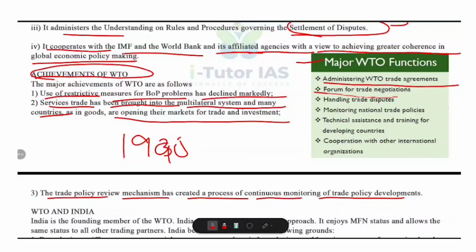And the second function is that it's a forum for trade negotiations. The WTO provides a permanent platform for member nations to negotiate trade agreements and discuss issues related to trade liberalization. This helps reduce tariffs, resolve conflict, and promote global cooperation, as I have told you earlier. And the third function is handling trade disputes. The WTO's dispute settlement body handles trade disputes among member countries. It ensures that trade conflicts are settled fairly, promptly, and based on agreed rules, not through unilateral actions.